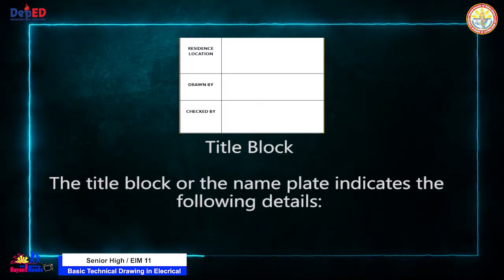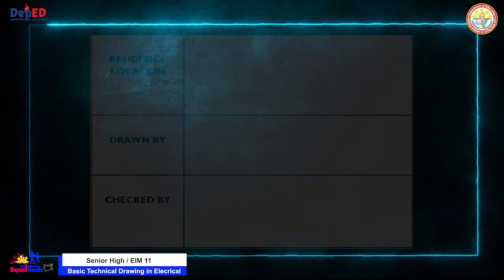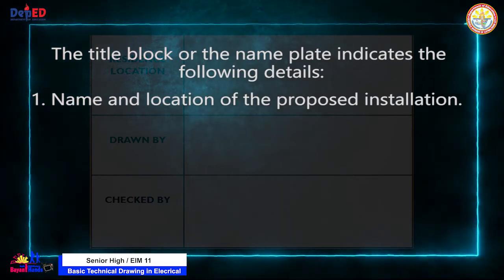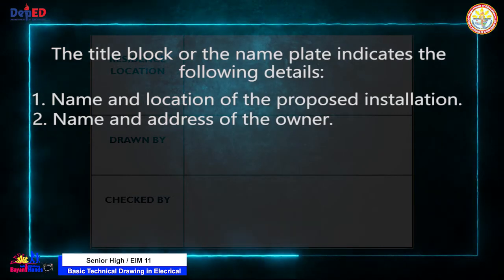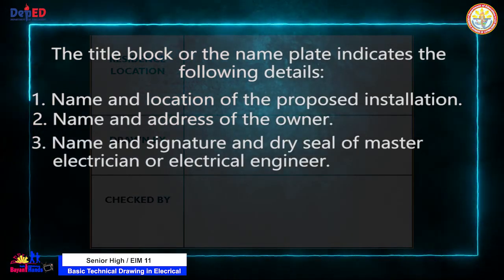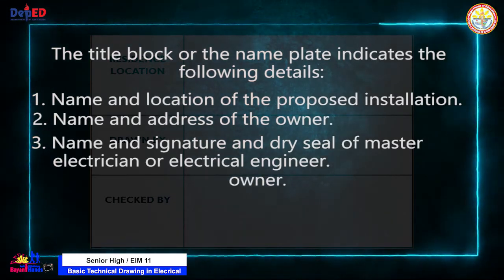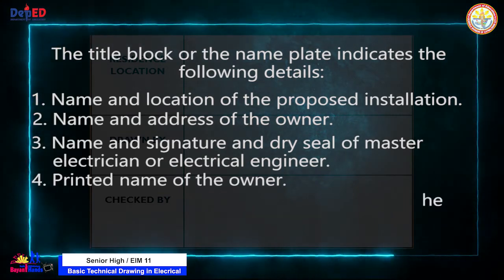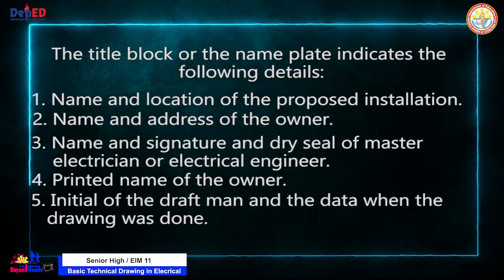Title block. The title block or the nameplate indicates the following details. Number 1. Name and location of the proposed installation. Number 2. Name and address of the owner. Number 3. Name and signature and dry seal of master electrician or electrical engineer. Number 4. Printed name of the owner. Number 5. Initial of the draftsman and date when the drawing was done.